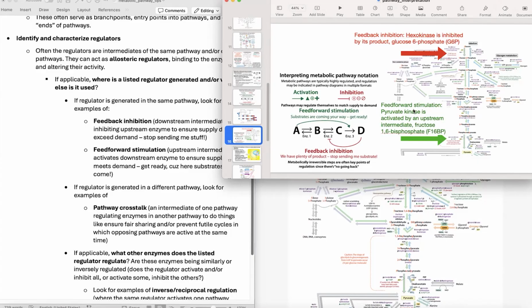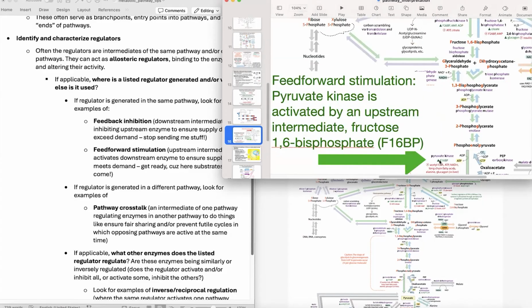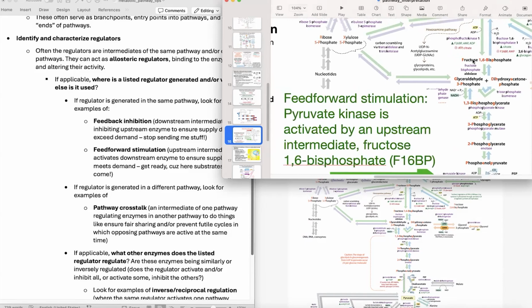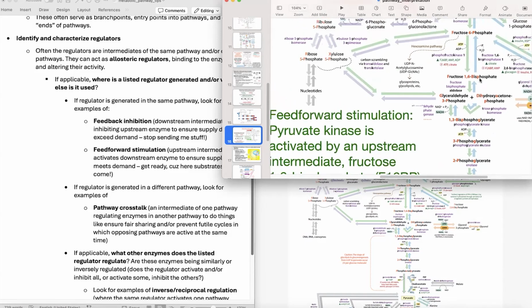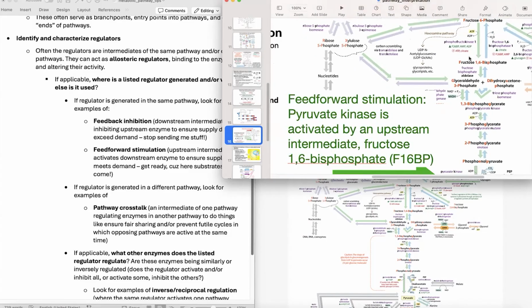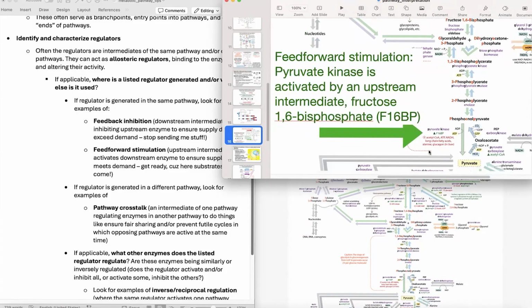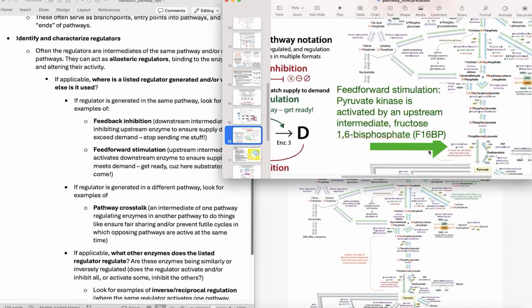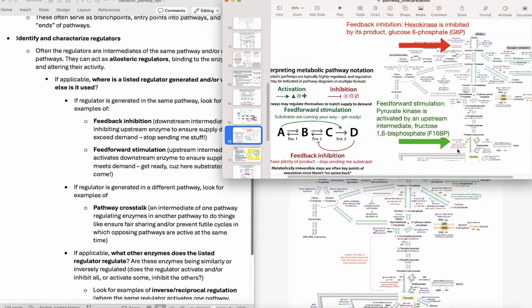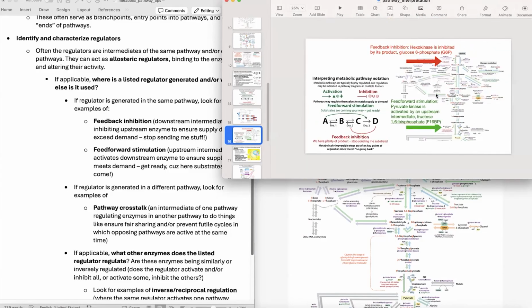An example of feed-forward stimulation, if we look at pyruvate kinase, one of the things that it's activated by is F16BP. F16BP is fructose 1,6-bisphosphate. Fructose 1,6-bisphosphate was an intermediate that was produced upstream in the pathway. And so this fructose 1,6-bisphosphate that's made up here is now going to bind to pyruvate kinase and cause pyruvate kinase to become more active. And this is then going to allow it to help drive this pathway forward, get the pathway ready in order to meet the supply that's coming its way.